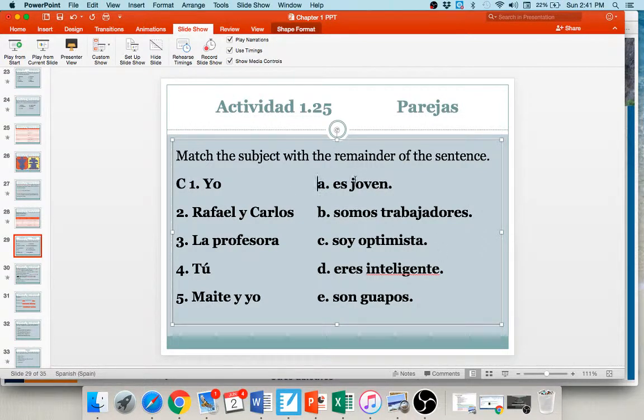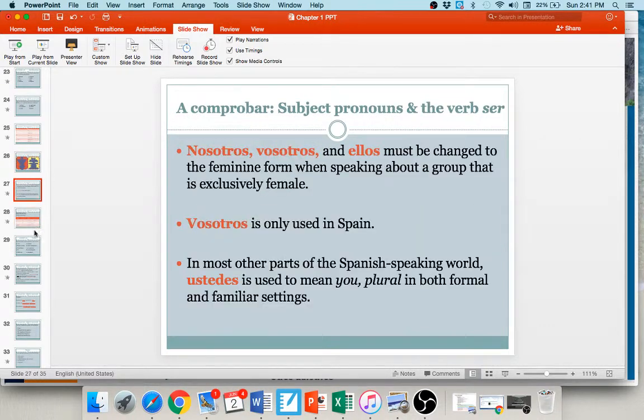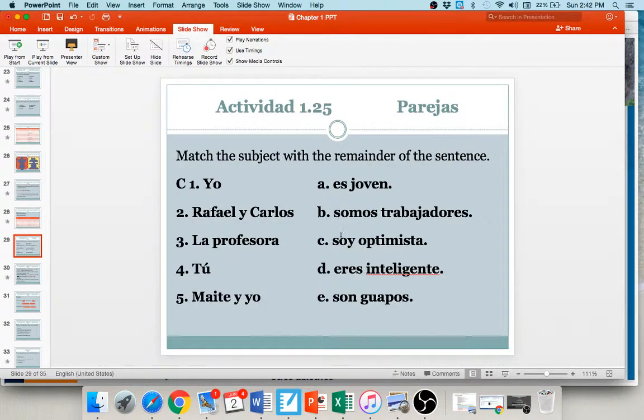optimista. Rafael and Carlos. Would Rafael and Carlos be I, you, he, she, we, or they? Good. Rafael and Carlos would be they. They box is here. Ellos, ellas, ustedes. My word should be son. So as I look back here, Rafael and Carlos, oh look, son guapos. They're good looking. Son guapos should be E. Okay, so you can go through and match these up accordingly.